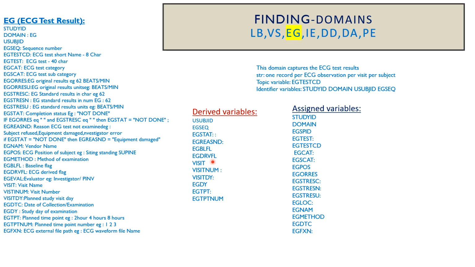The derivation flag we need to create when the original result is missing and only the standard result is present. In that case, this derived flag will be populated. Visit number and visit we know. Study day also we know. TPT number also we know how to create. And for the assigned variables, we need to allocate the data based on the source data. Okay.